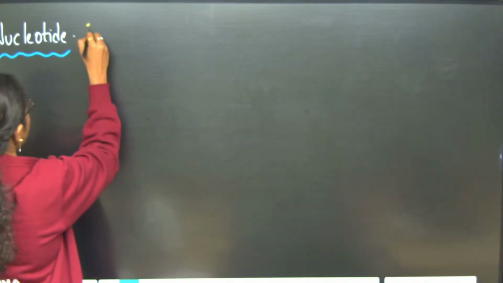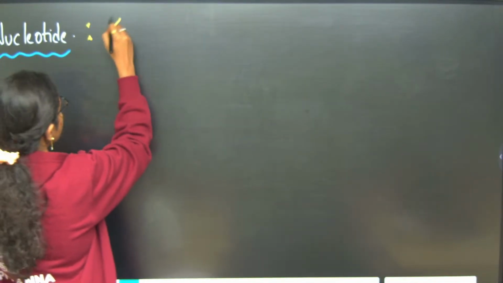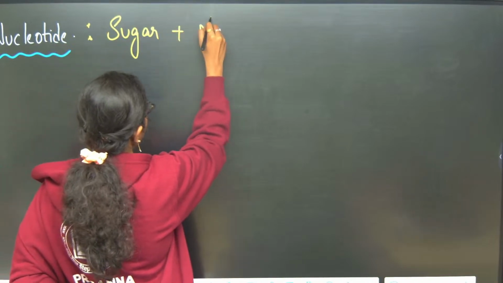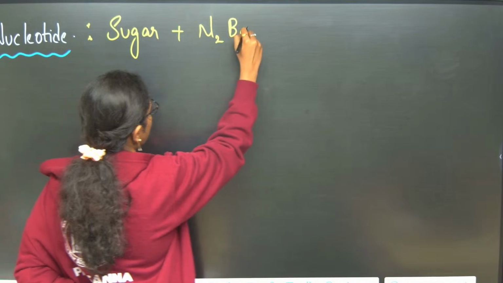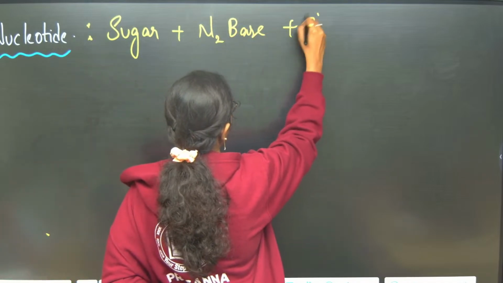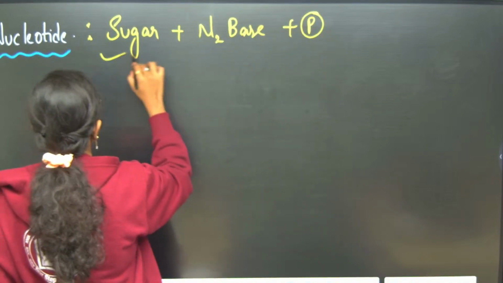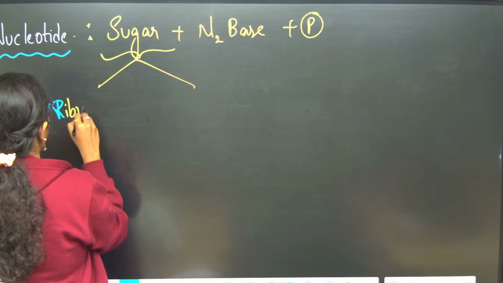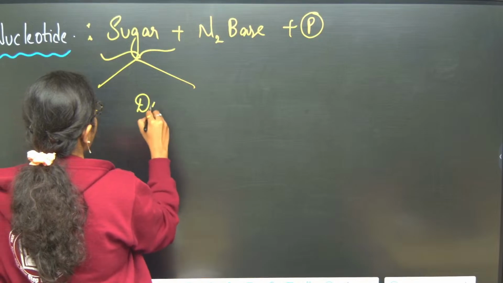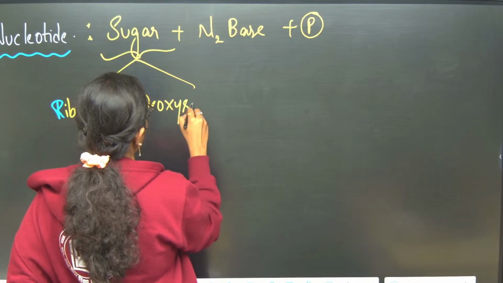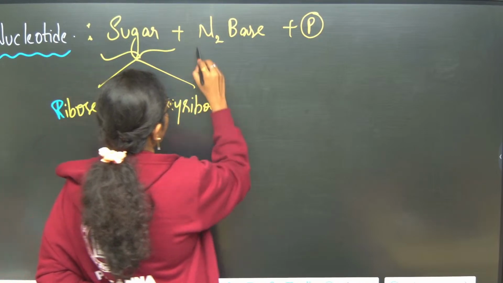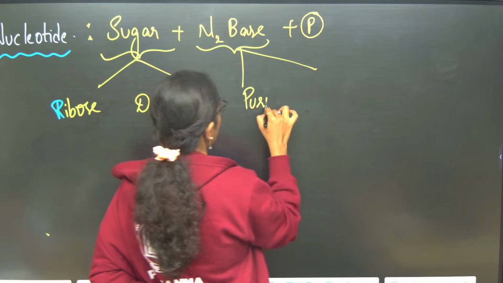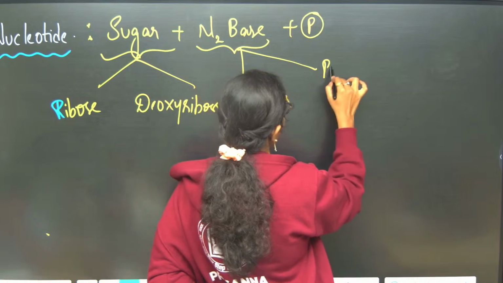Nucleotide is formed by what? Sugar, nitrogen base and phosphate group. So here you see, sugar can be what? Ribose or deoxyribose. Nitrogen base can be what? Purines and pyrimidines.